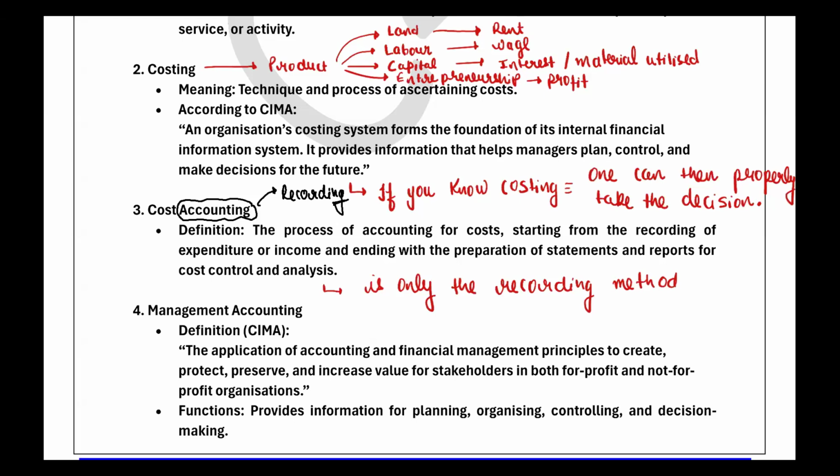So that will ascertain a cost. For land you will pay rent, for labor you will pay wages, for capital you will pay interest, for entrepreneurship you will pay profit, right? So that will ascertain a cost. Obviously you can't do these things abruptly. You need to maintain a record for that.